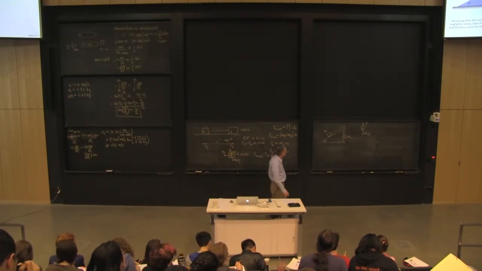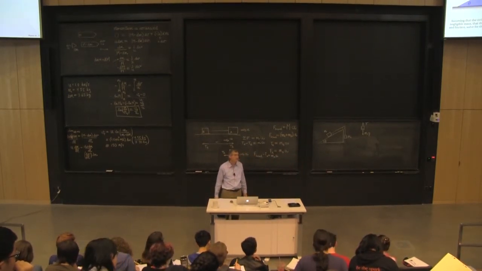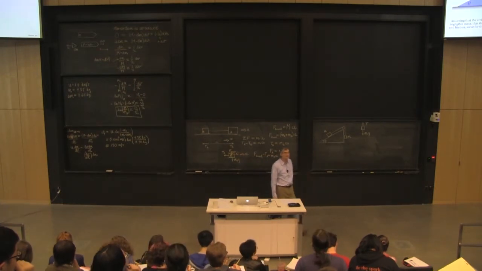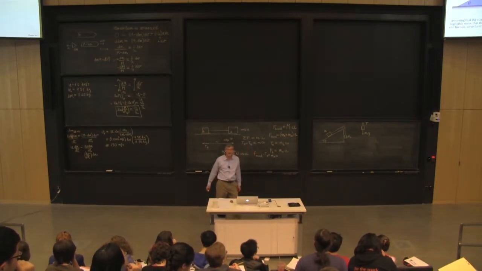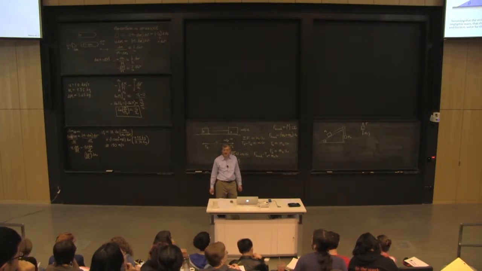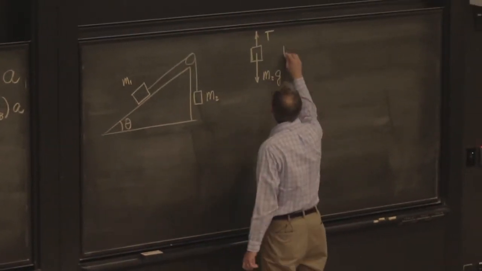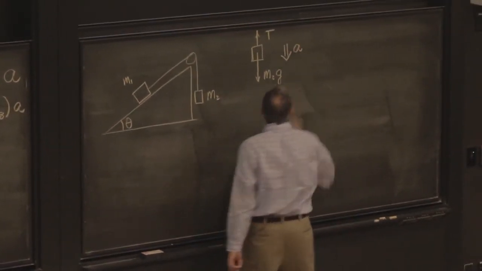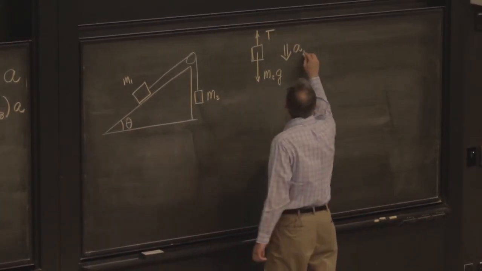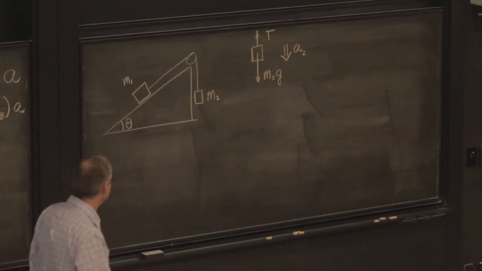We're good. Okay, so now next step. I need to define a coordinate system or pick a direction for acceleration. What is your choice? Down or up? Down. All right, so we're going to pick down as the direction, and this is mass 2, so I'll say acceleration 2 going down that way.